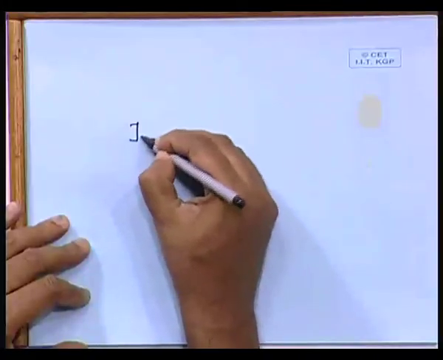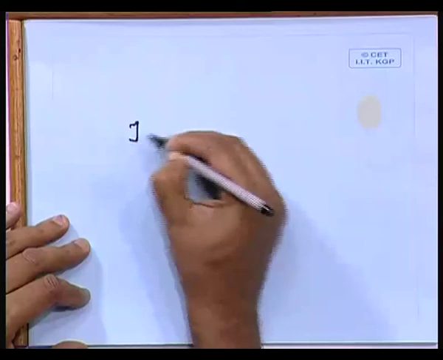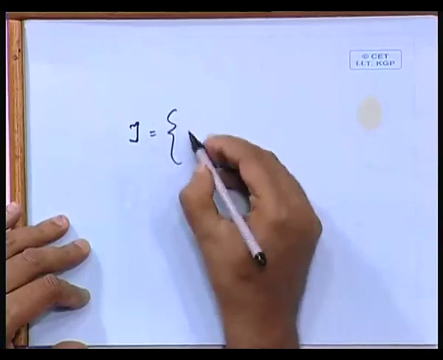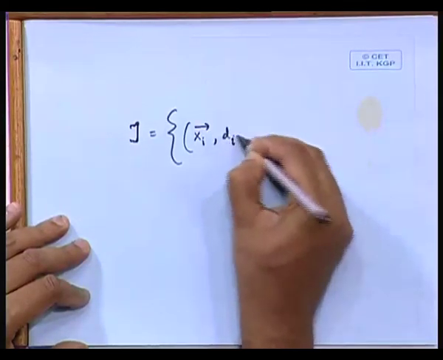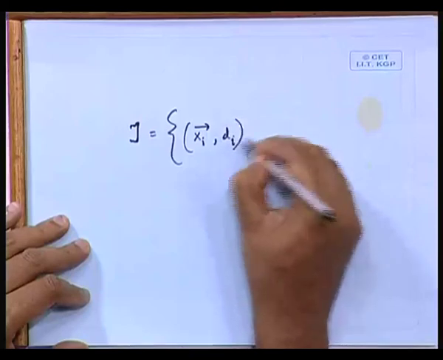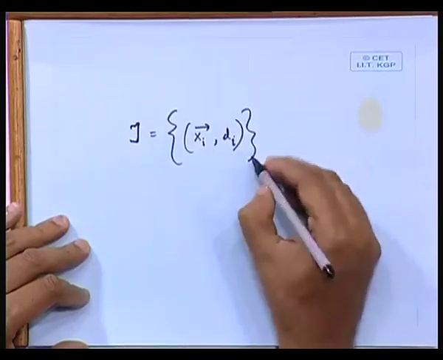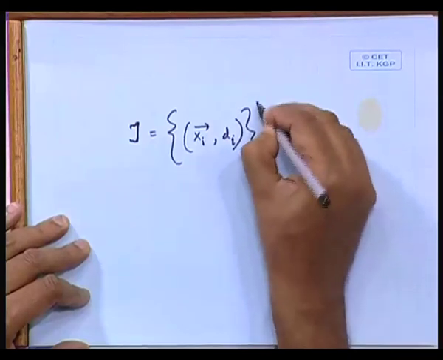So, that means to say what? That we have got a set of training samples given by xi vector comma di, for i equal to 1 to n, and this realization constitutes a set of training samples. So, the set of training samples we denote by T is equal to the set of xi vector comma di, for i equal to 1 to n.